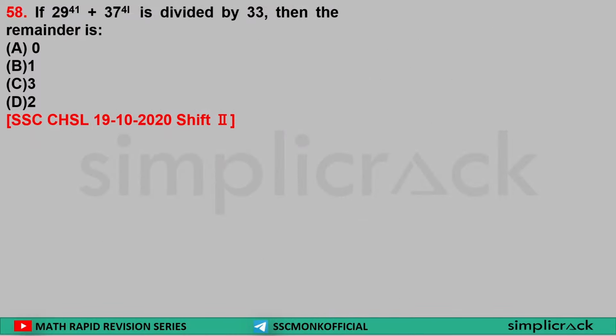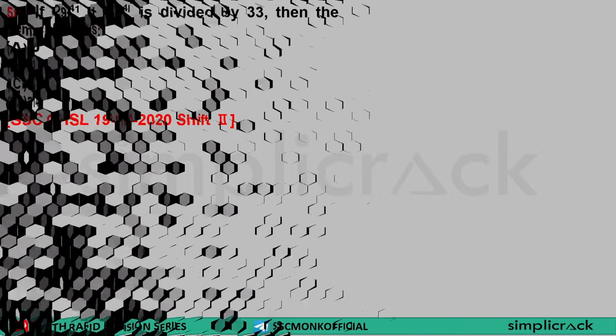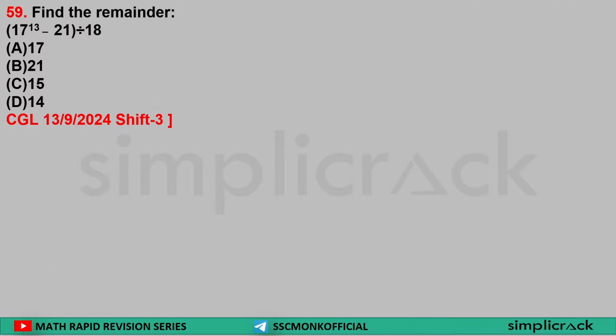So 29 to the power 41 plus 37 to the power 41, same: 37 plus 29 is equal to 66. Now this whole thing is divisible by 66, and 66 is divisible by 33. That means the remainder will be 0. Clear? Next.